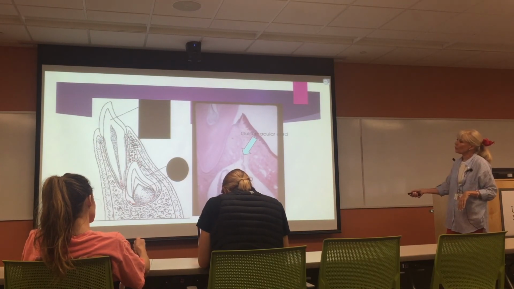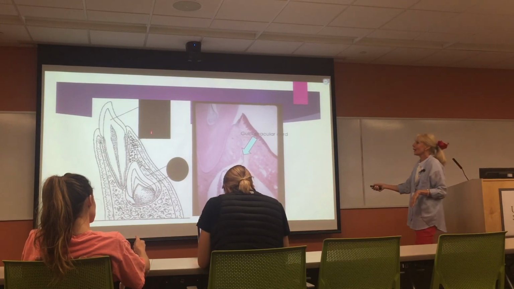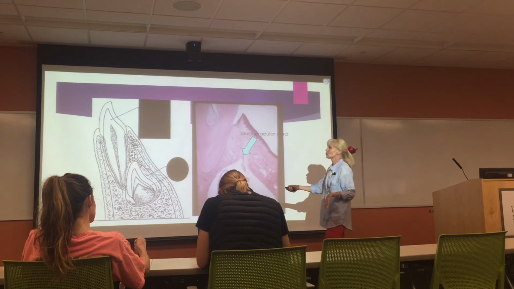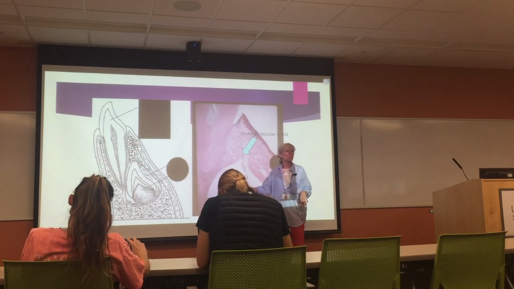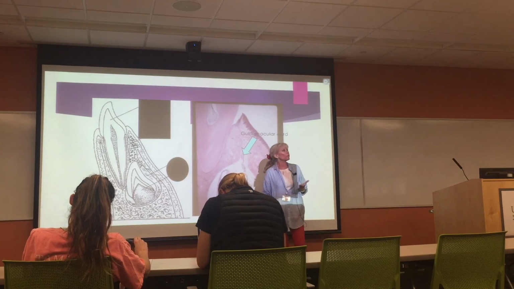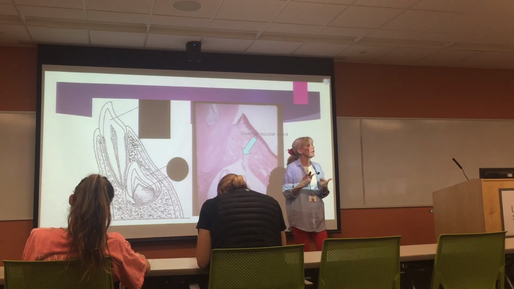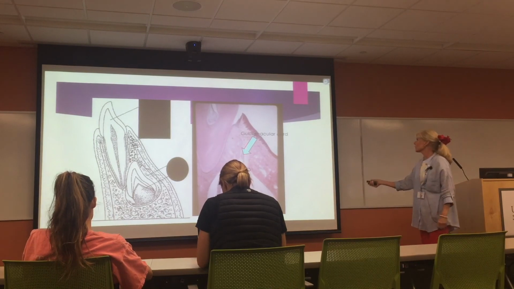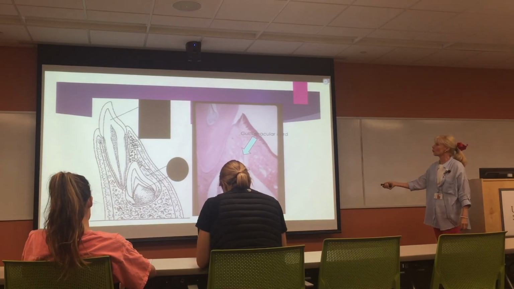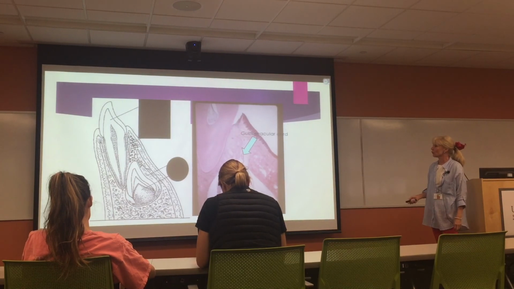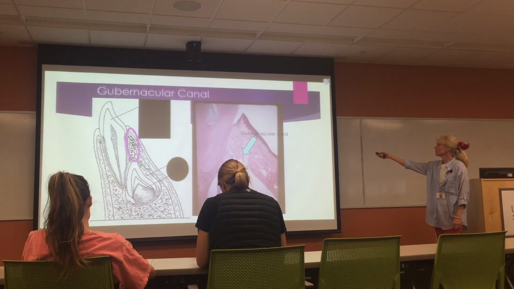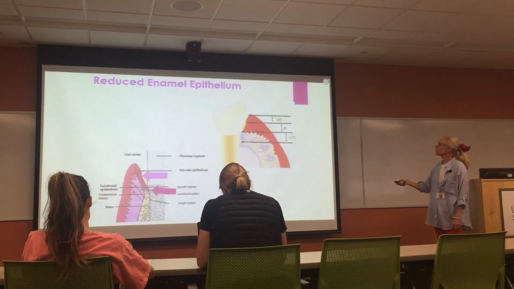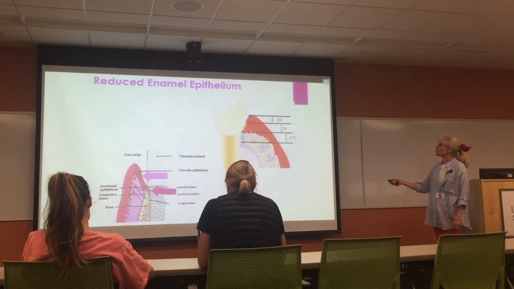We got a little pathway through the bone, and where that little tooth is going to erupt. Yep, gubernacular canal. If there's a little tissue in it, remnants of the lamina, it is called the gubernacular cord. So the space itself is canal, the tissue is the cord.